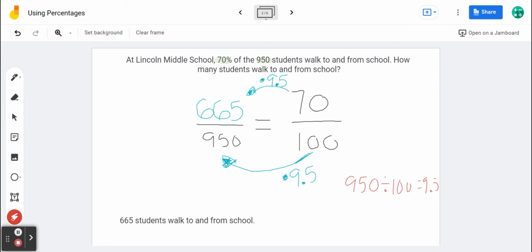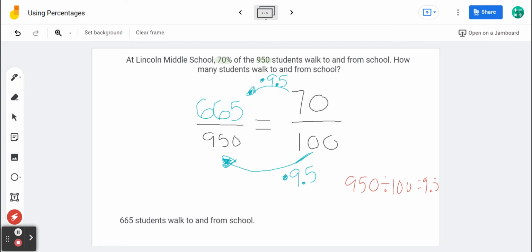Now again, I'm just going to do a little recap on the ending here. So I had to find the relationship, find the pattern. We found that I can multiply 100 by 9.5 to get 950. Since fractions are ratios, what I do to the bottom, I have to do to the top. That told me that this number of students walk to and from school.